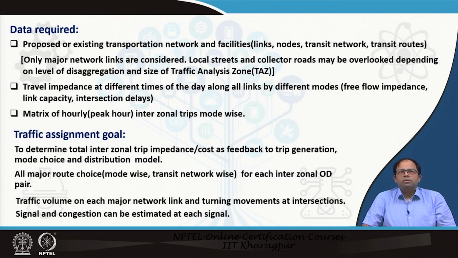So the data required to carry on this assignment process is we need to know the proposed or existing transportation network and facilities such as the links, the nodes, the transit network, the transit routes. All this data has to be there. And we only consider the major links, because if we look into the very small local streets or even collector streets, there is a huge amount of data and the options would suddenly increase exponentially or maybe even more.